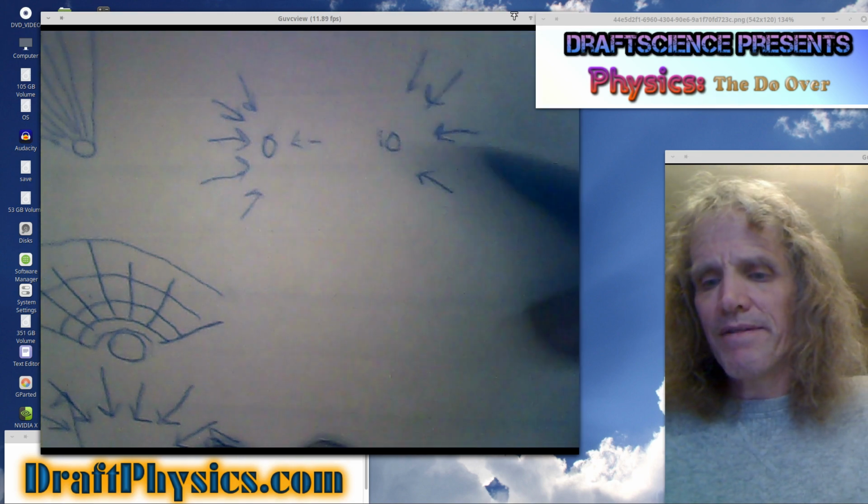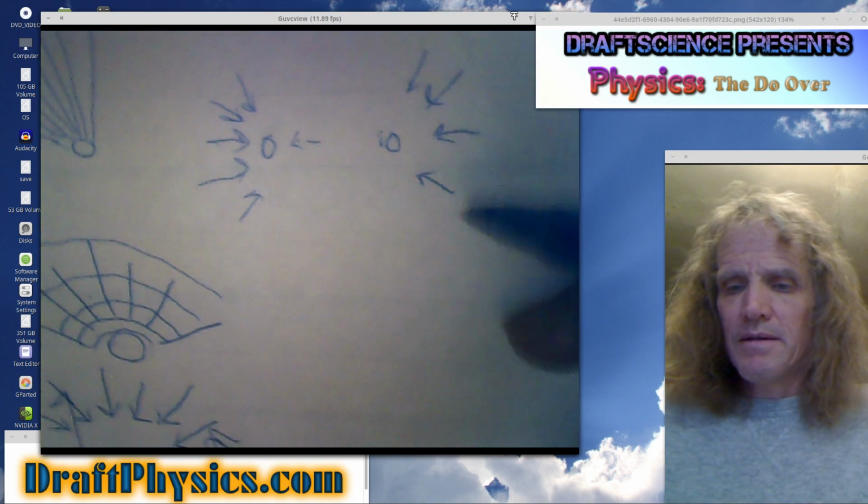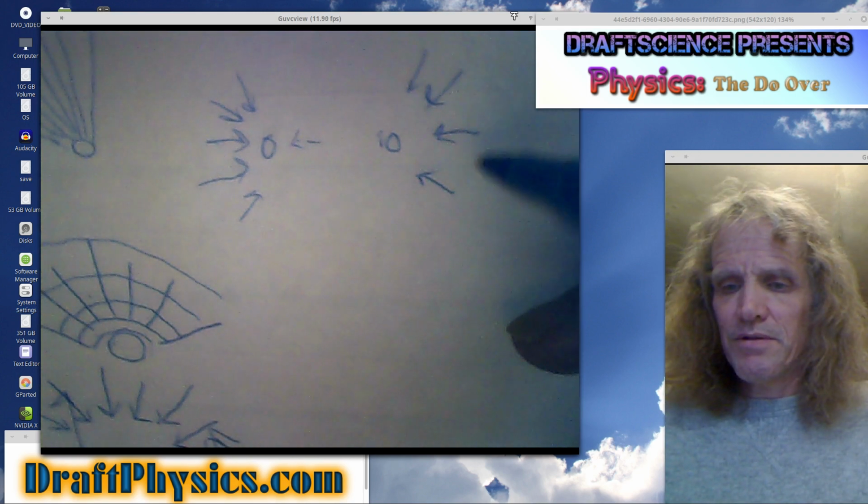So this is called mock gravity, this idea. It was first proposed back in Newton's day.